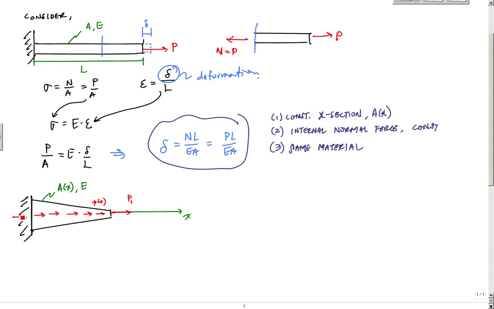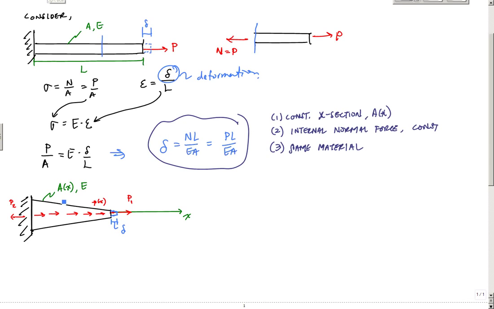And then I would have a reaction here, which I'll just call P2 right there. And now if I look at a specific segment here, real fast, you know that this thing will deform some distance. This thing will come out and it will deform some distance. We'll call that delta. And that's the deformation we want to find due to all this loading.